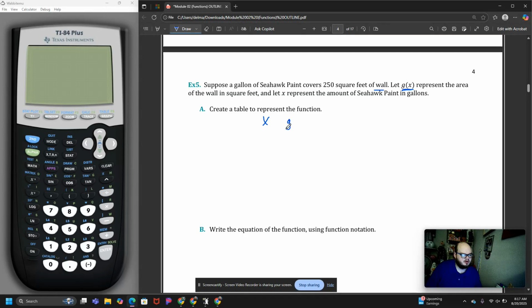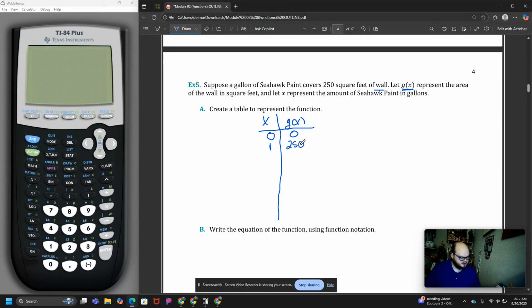Okay, so let's create us a little table. I'm going to have x and I'm going to have g of x, and you all are used to seeing a table with x and y. Whenever I've covered 0 square feet of wall, how many gallons of paint have I used? 0, because I haven't even started yet. Okay, now it says 1 gallon will cover 250 square feet.